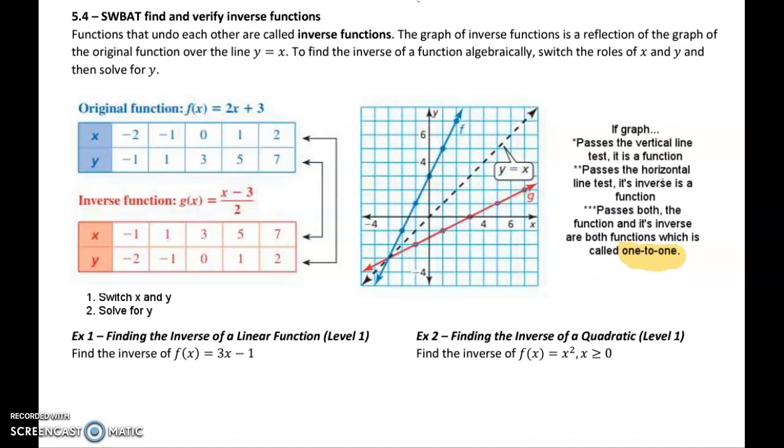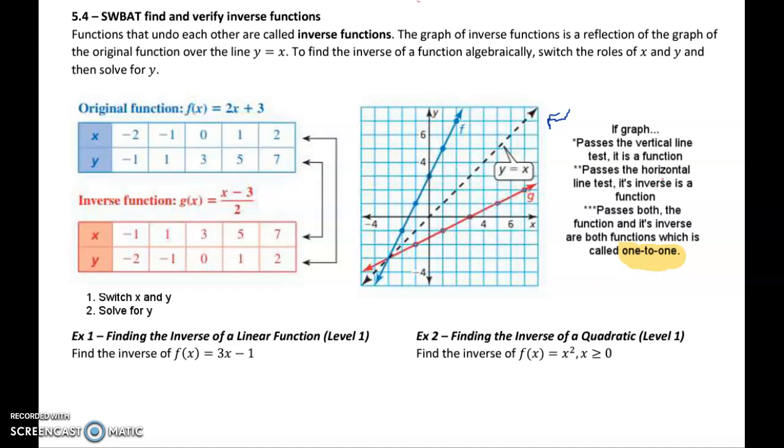I am not feeling well, but we are going to talk about 5.4, just to find and verify inverse functions. So in math, functions that undo each other are called inverse functions. The graph of an inverse function is always reflected over the line y equals x. So we can see that here. Here we have the line y equals x, and these two functions are reflecting over that line, and they are inverse functions.